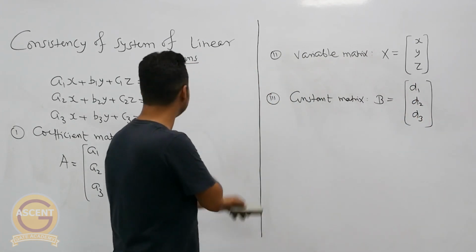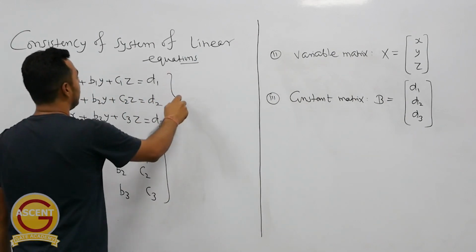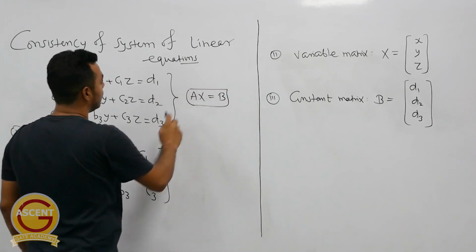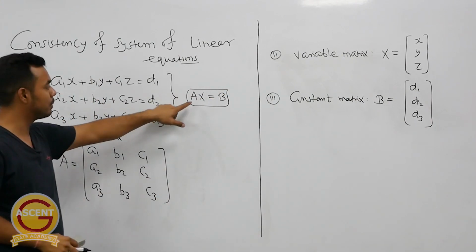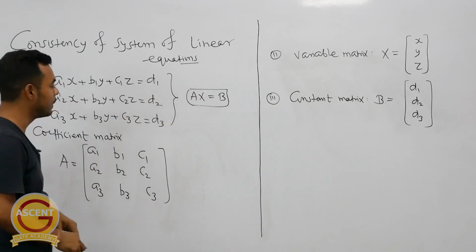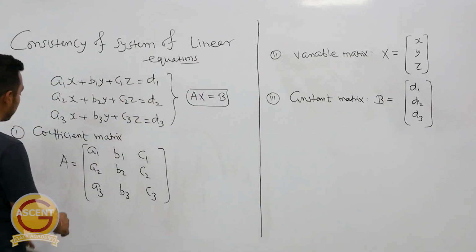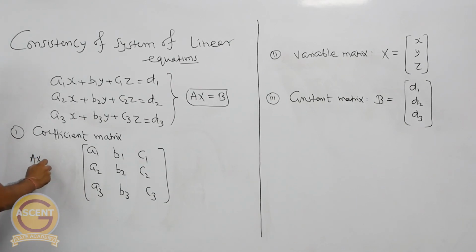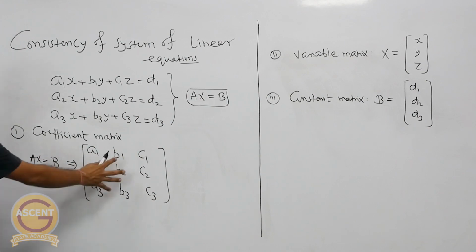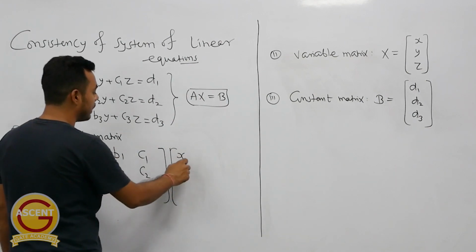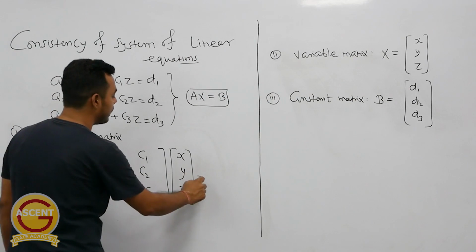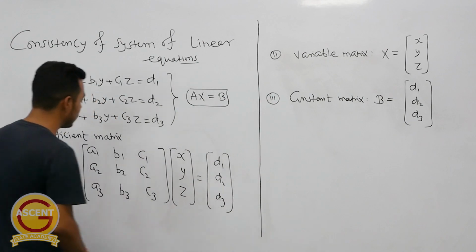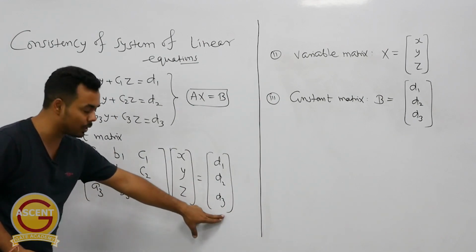Now once you have defined these three matrices, then you can write this system of linear equations in matrix form as A into X equals B. You can write all these three equations in matrix form in this manner. And this you can easily verify. This is your matrix A, matrix X is this matrix x, y, z, and equals B, where B is the matrix d1, d2, d3. So this equation is AX equals B.